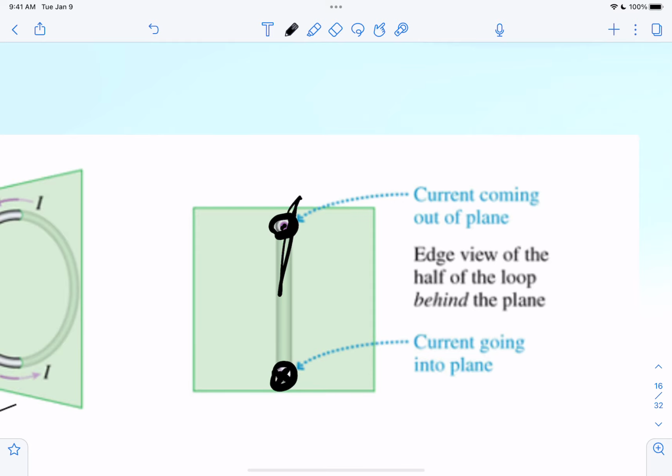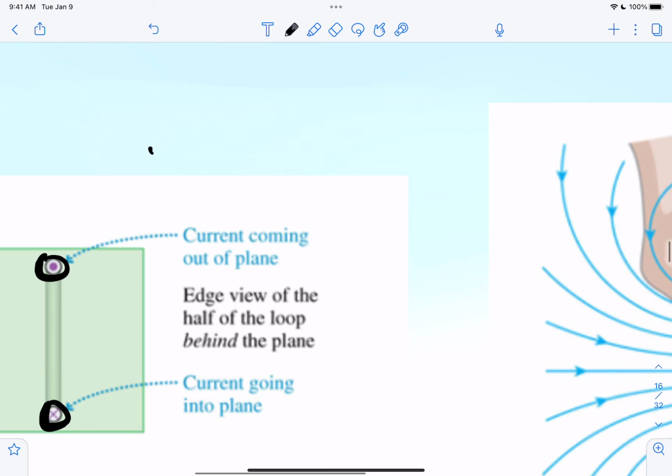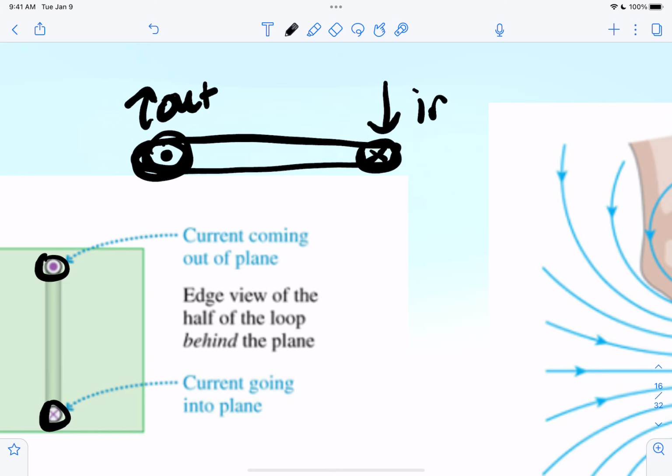Now, when they draw it like this, they're not referring to the magnetic field. They're referring to the current coming out of the plane, right? So they're telling you the current is coming out of the page here, and going into the page at this point, right? So if I have a wire like this with a circle and a dot here and then a circle and an X there, this should be pointing out of the page, and this should be pointing into the page, right?